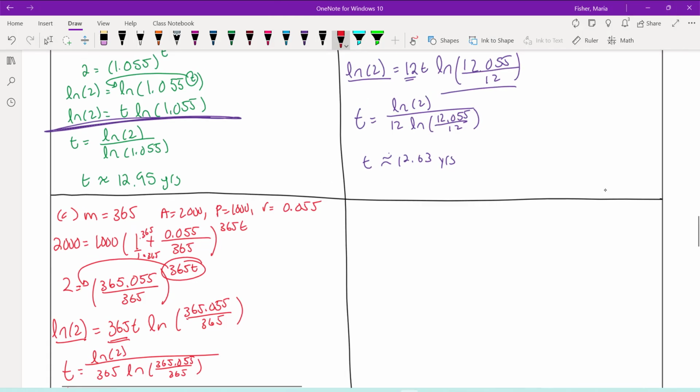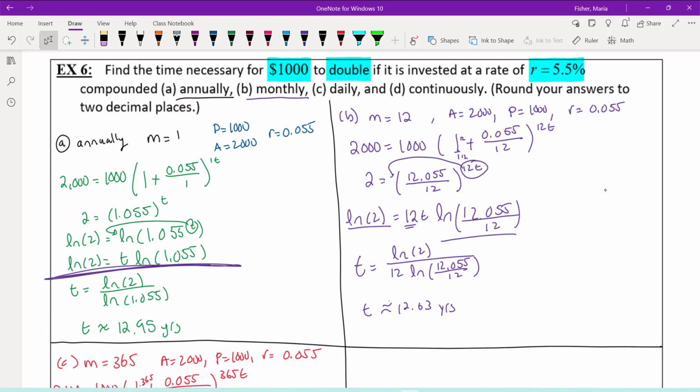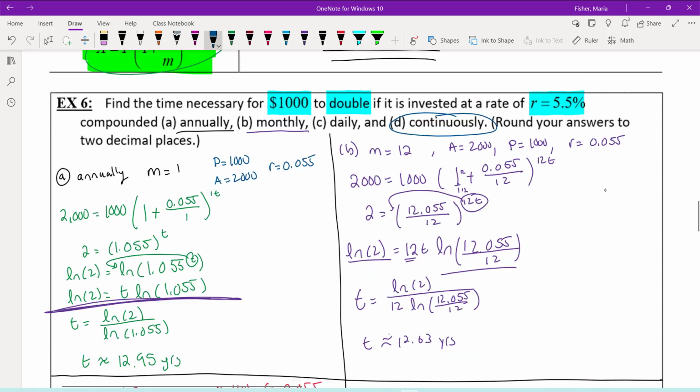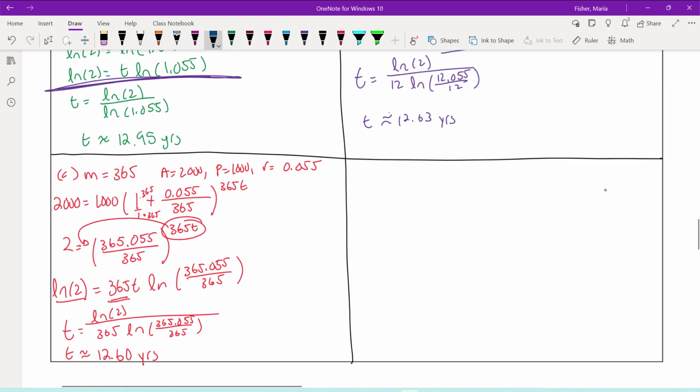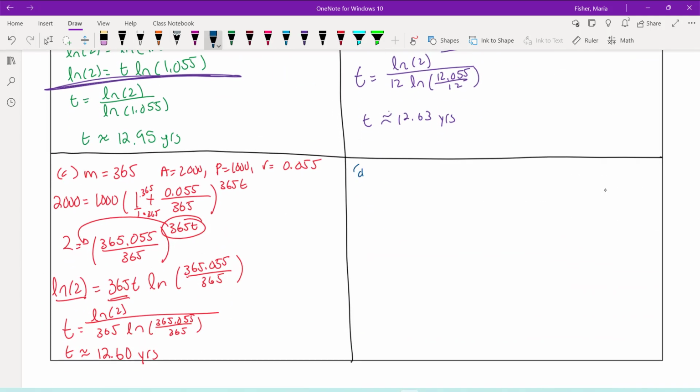Part D, the last one, is asking us to do it continuously. Since it's asking us to do this continuously, we know that we're going to have to use A equals P e to the RT, the other formula for continuously compounded interest. So again, D is continuously. So we use A equals P e to the RT. Well, we still know that A is equal to 2,000. That P is equal to 1,000, and that R is equal to 0.055.